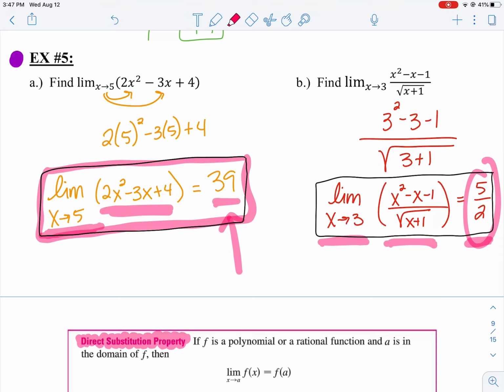We didn't have to worry about holes. We didn't have to worry about vertical asymptotes. We can figure out what our limit is by doing direct substitution. We'll talk in the next video about what happens when we do direct substitution and we end up hitting a hole or a vertical asymptote.